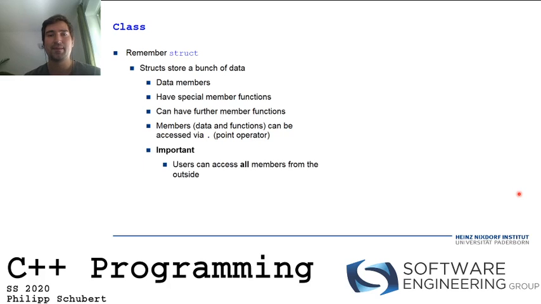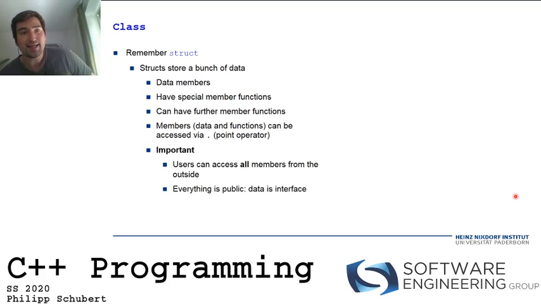Very important here is that when you use structs, users of a struct data type can access all members from the outside. So all data members and all function members can be accessed for a variable of a type which you defined using the keyword struct. That basically means that everything of a struct type is public, which sometimes is also called data is interface.